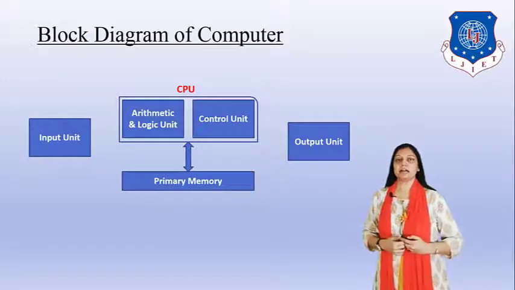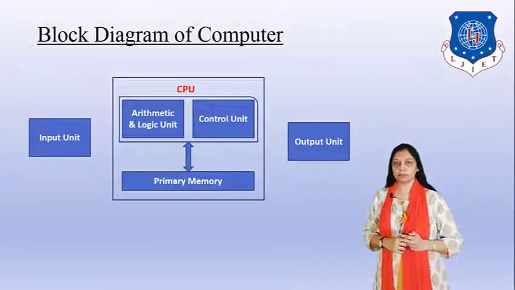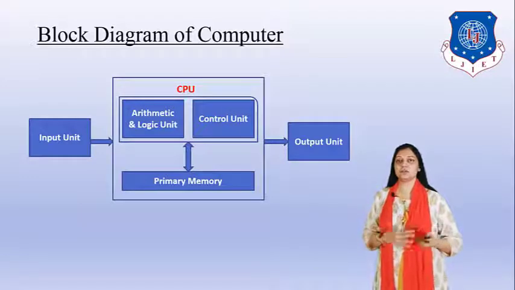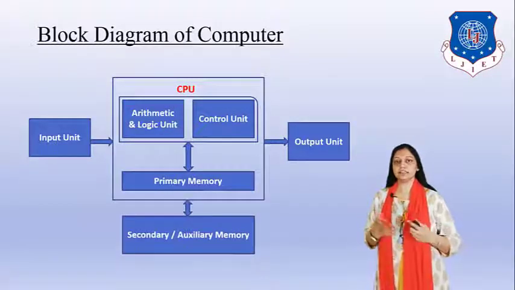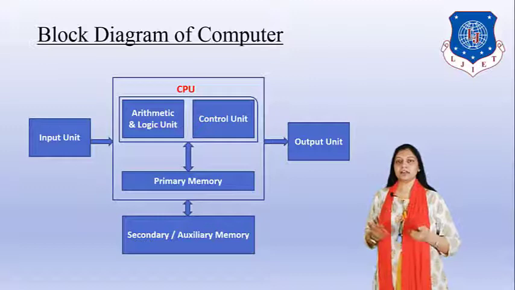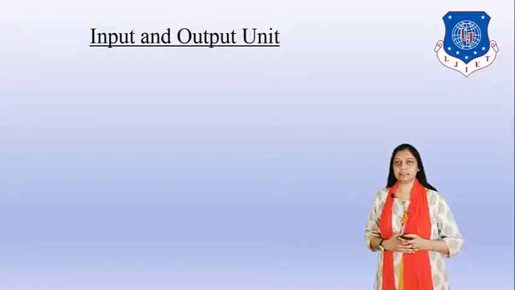With the CPU is attached primary memory, and this completely forms one complete block. So the data goes from the input unit to the CPU, which does the processing, and the result goes to the output unit. Other than that, we have secondary memory, also known as auxiliary memory. We'll see all the details of these components in more detail. First we will start with the input and output unit.